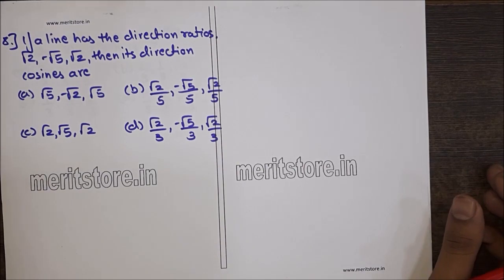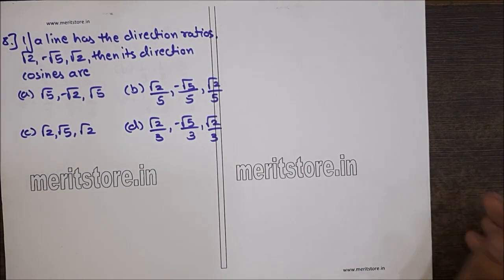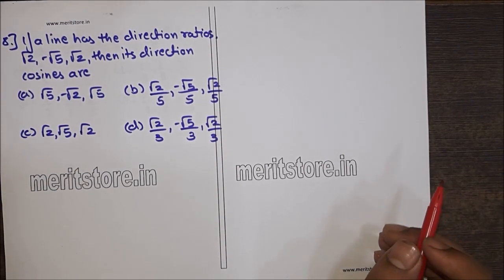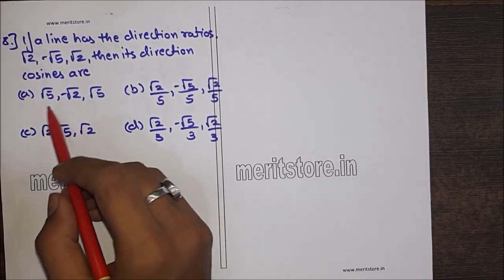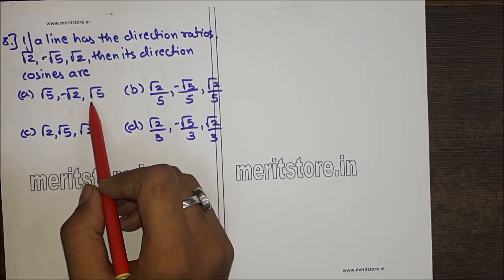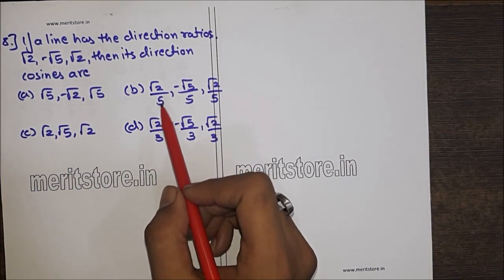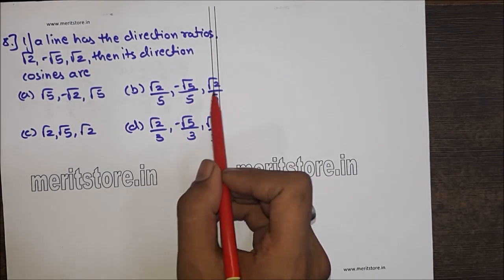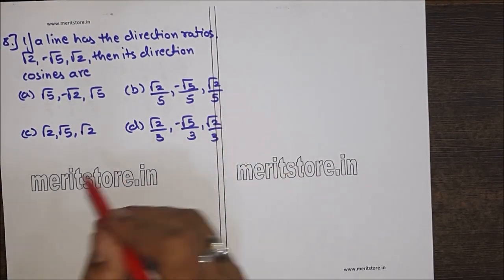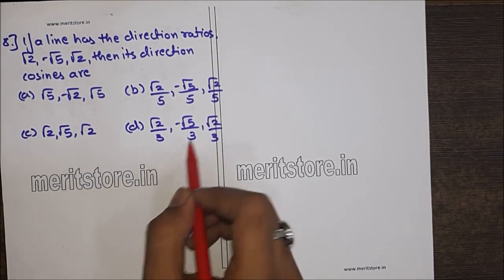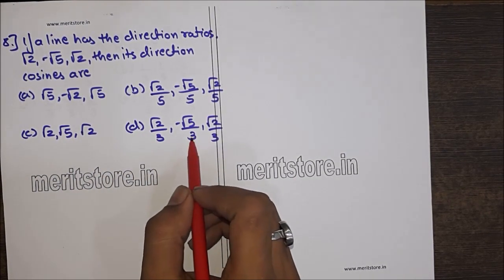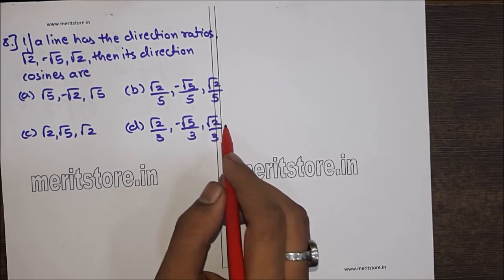Question number 8. If a line has the direction ratios root 2, minus root 5, root 2, then its direction cosines are: option A root 5, minus root 2, root 5; option B root 2 by 5, minus root 5 by 5, root 2 by 5; option C root 2, root 5, root 2; option D root 2 by 3, minus root 5 by 3, root 2 by 3.